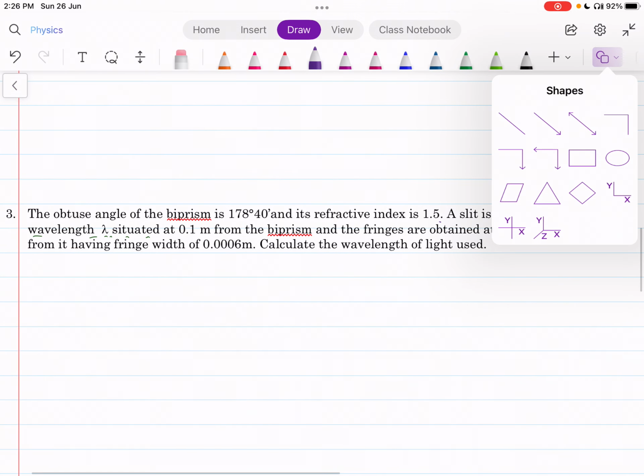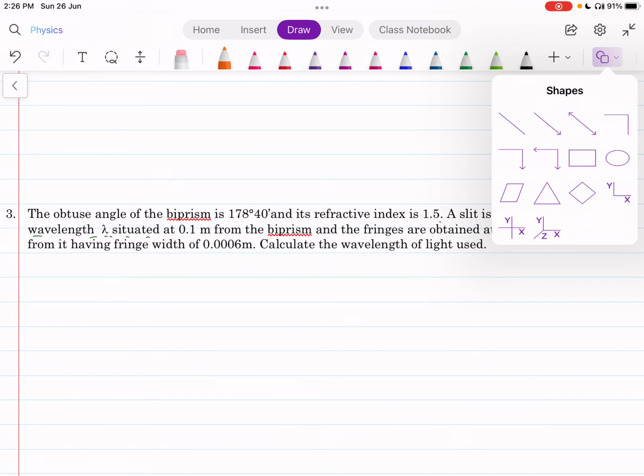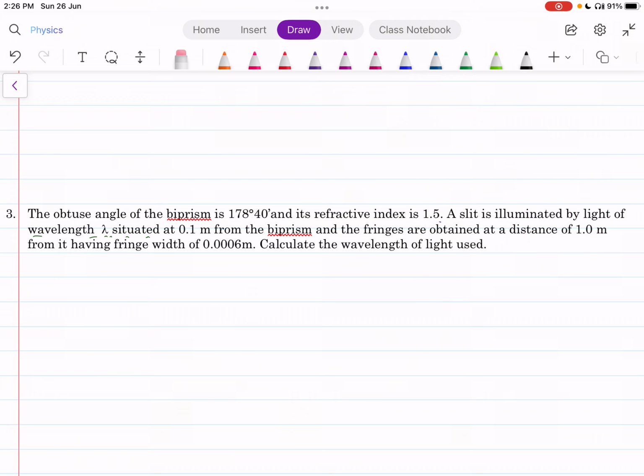Again, let us first draw the diagram to understand the numerical.